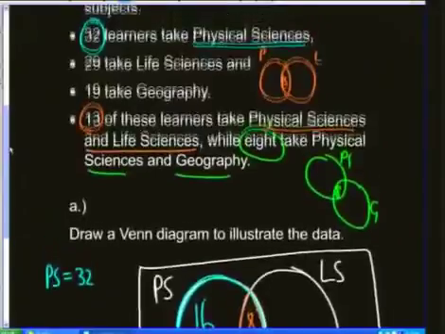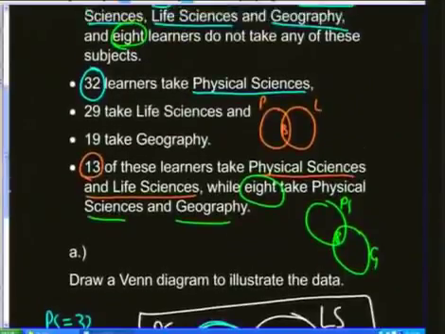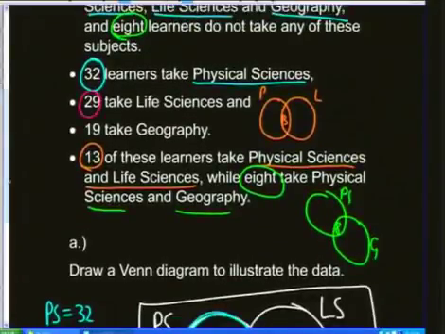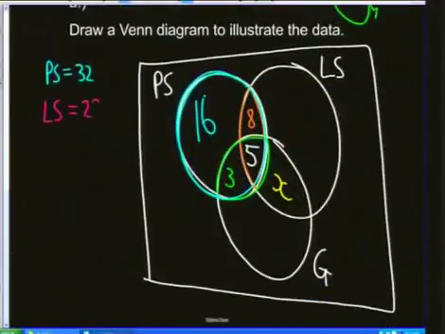Okay, then we've got, let's choose this color. We've got 29. They take life science. So in this pink circle, the event life science, they're 29. But there's this 5, there's this 8, and there's this x. So we've got to take those away from the 29, which gives us 16 minus x. Take them all away from 29.